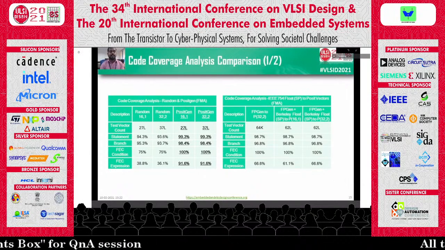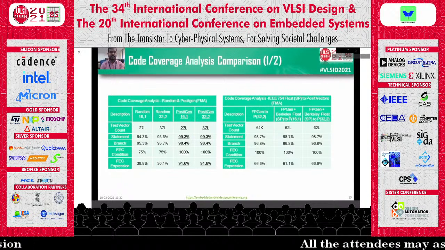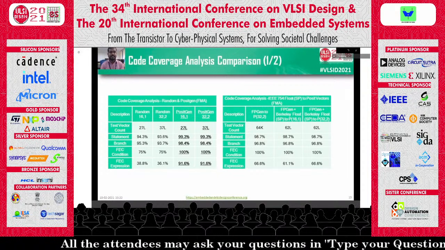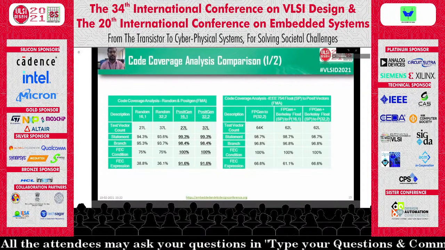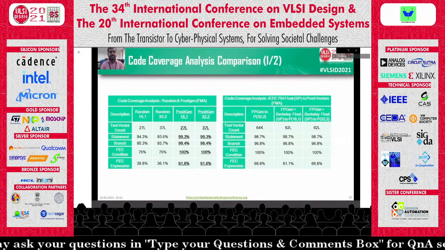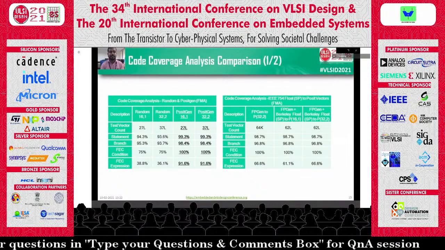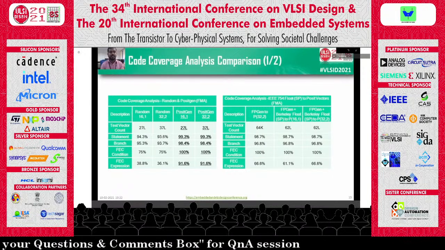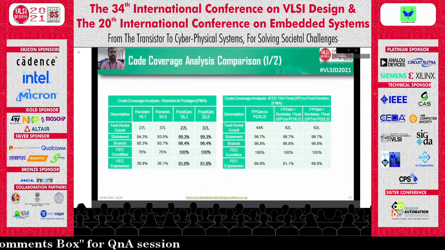Code coverage analysis and comparison. The table on the left side depicts the code coverage analysis of the fused multiply accumulate unit with the random and POSIT-gen test vectors for n equal to 16 and 32. The metrics used for code coverage analysis were branch, statement, FEC condition and FEC expression. From the table, it is clearly depicted that POSIT-gen based test vectors for FEC condition and FEC expression are giving better coverage as compared with the random.